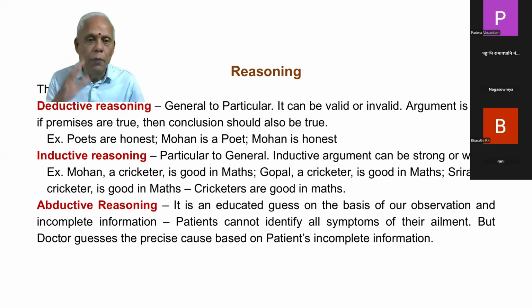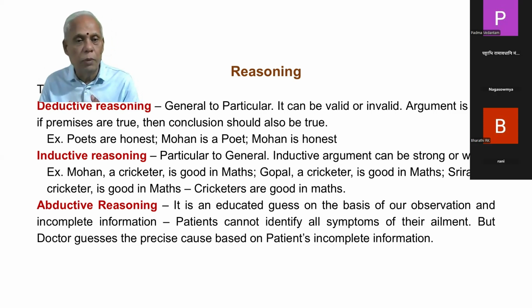Based on the data points given by the patient, he makes a guesswork, and by his guess, he can understand the totally true problem. What is the true problem is there అనేది he knows. So that guesswork is what is called abductive reasoning. It's an educated guess on the basis of our observation and incomplete information. Patients cannot identify all symptoms of their ailment.